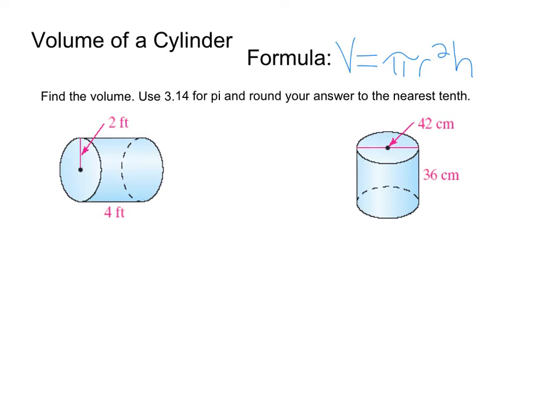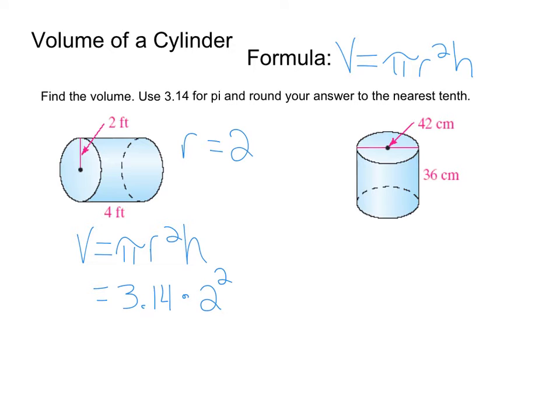So we look over here, we need the radius. The radius is halfway across the circle from the center to the edge. So here it's a good idea every time to identify the radius. The radius is 2. You're going to write the formula every time, pi r squared h. Then you're going to plug in 3.14 times, the radius is 2, so this is 2 squared, times the height. Now this cylinder is laying on its side, but the height connects the 2 bases, so the height is 4.